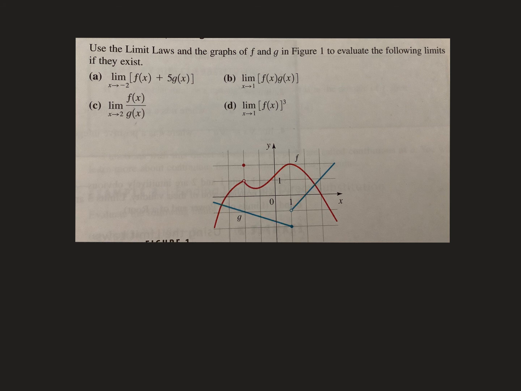Okay, the third one. The limit of f of x over g of x as x approaches 2. Okay, so I'm breaking them up. I'm going to do the f of x first on the top. As x approaches 2, f is getting closer and closer right there. I'm going to say that's about 1.4.